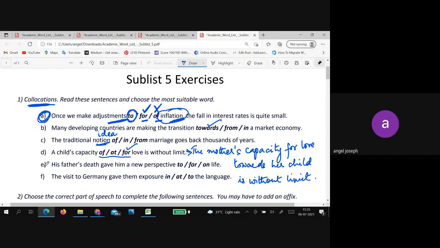Okay, let's go to option E. His father's death gave him a new perspective dash life. To life. The answer is on. Let me quickly check it out.